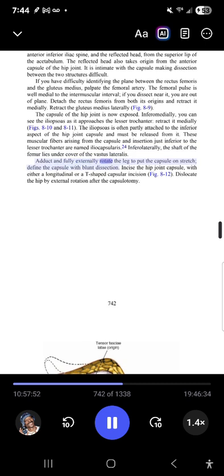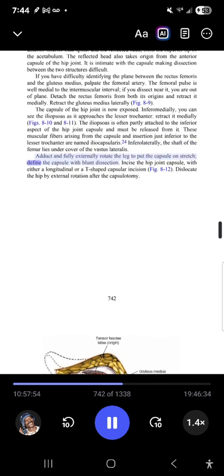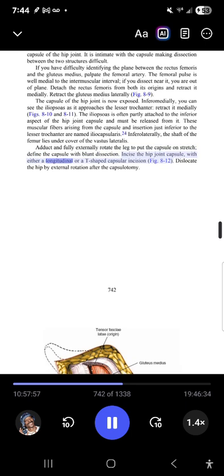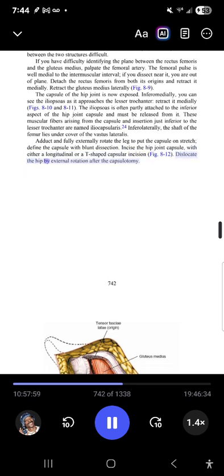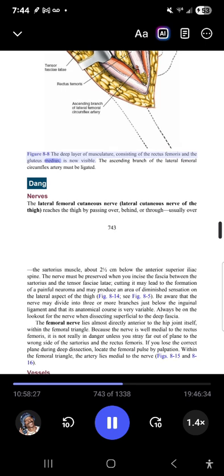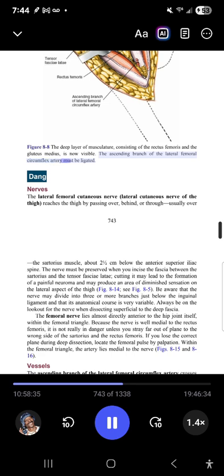Adduct and fully externally rotate the leg to put the capsule on stretch. Define the capsule with blunt dissection. Incise the hip joint capsule with either a longitudinal or a T-shaped capsular incision. Figure 8-12. Dislocate the hip by external rotation after the capsulotomy. Figure 8-8. The deep layer of musculature, consisting of the rectus femoris and the gluteus medius, is now visible. The ascending branch of the lateral femoral circumflex artery must be ligated.